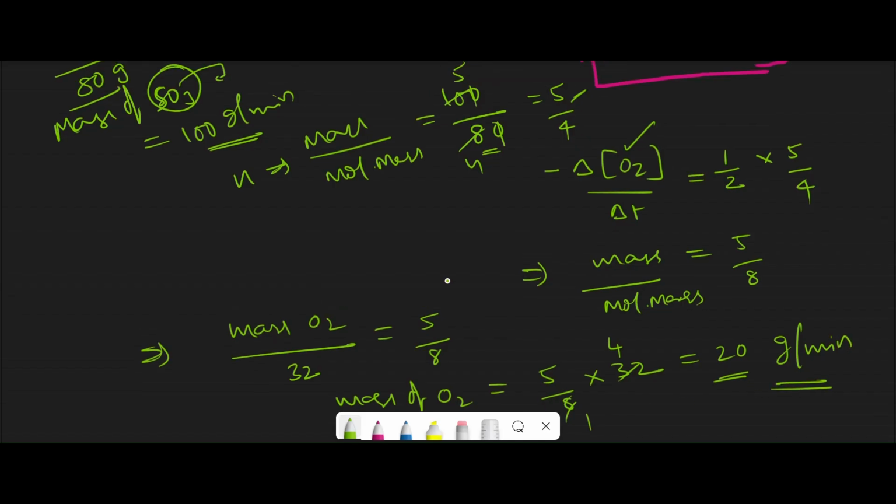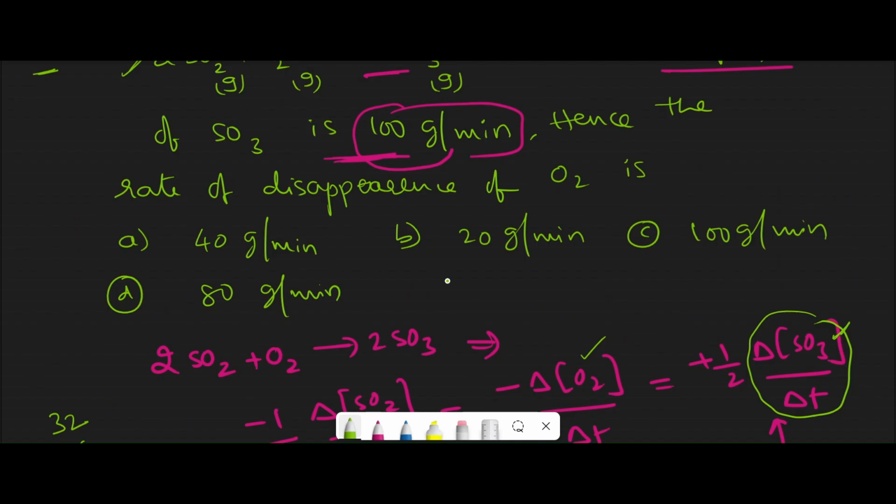So we check which option is correct. The answer is the second option, 20 grams per minute, which is the correct answer.